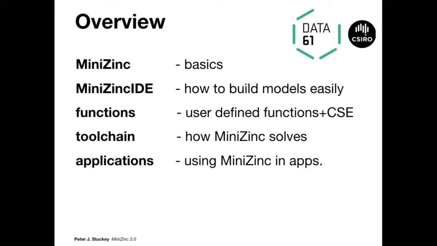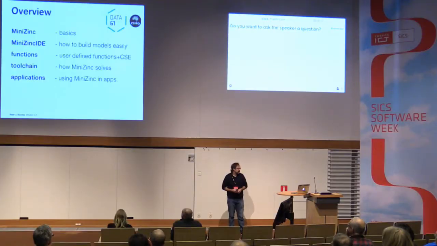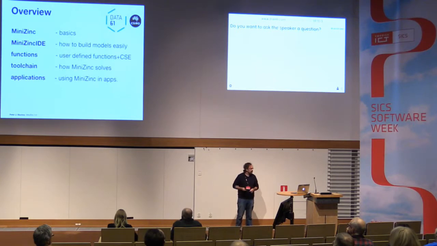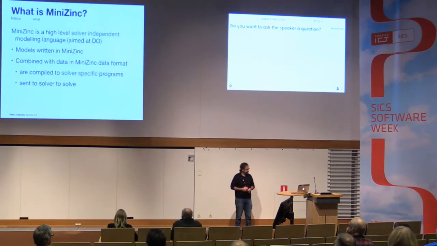Depending on how time's going, I'll talk about functions just to show you some of the problems that actually come up. If you want to build a declarative modeling language which is expressive, then actually there's some interesting issues that arise, and I'll talk about how we solve some of those. Talk about the tool chain of how MiniZinc solves, and applications.